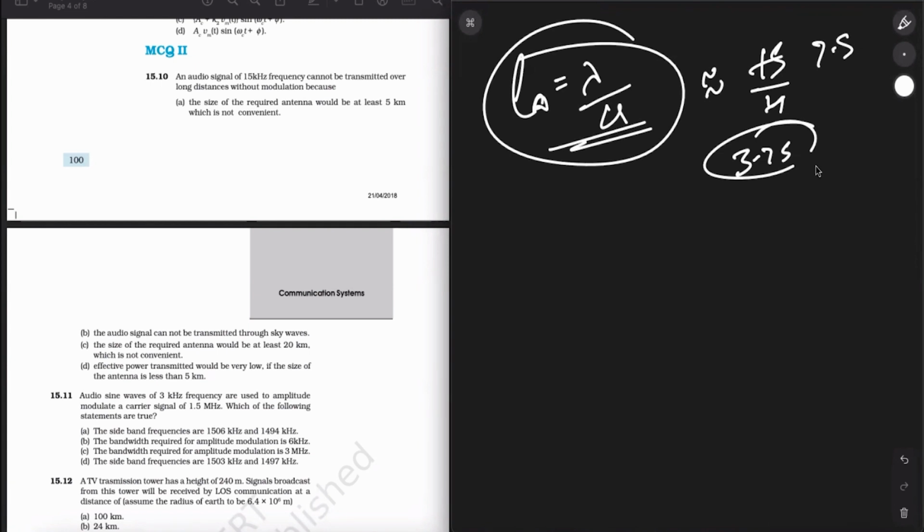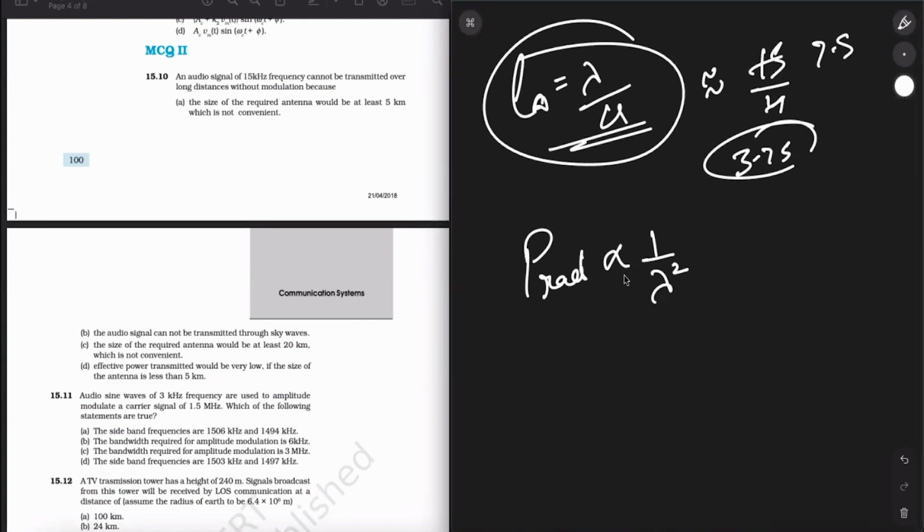So if you talk about the power radiated, power radiated is inversely proportional to lambda square, right? So the higher the lambda, the less is the power radiated. This implies that for the same antenna length, the power radiated increases as the lambda decreases. The effective power and the length of the antenna are also in favor of this.